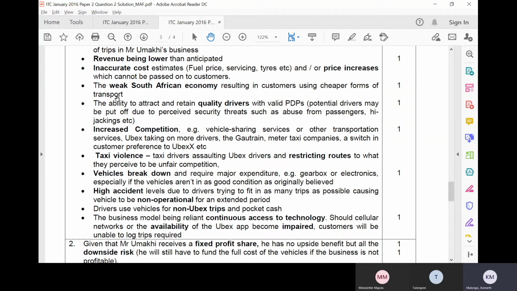This one is always a favorite, the weak South African economy resulting in customers using cheaper forms of transport. Now, if you just say the weak South African economy, you're not going to get the mark because it's going to say, well, what about the weak South African economy? What if a weaker South African economy does better for some businesses? They go further and say, well, if the economy is weak, it means people don't have a lot of money, so customers are going to use cheaper forms of transport. So they won't use Uber, they might use public transport.